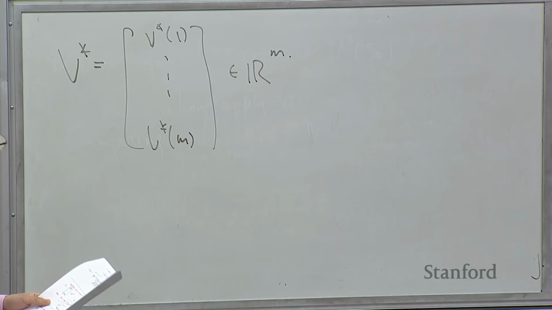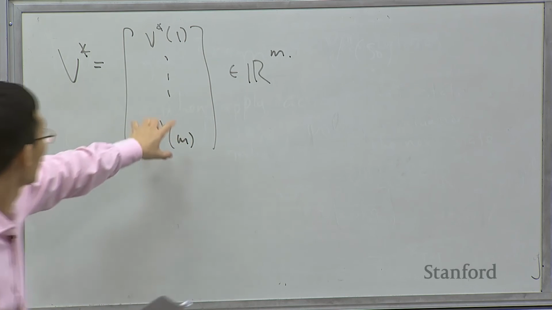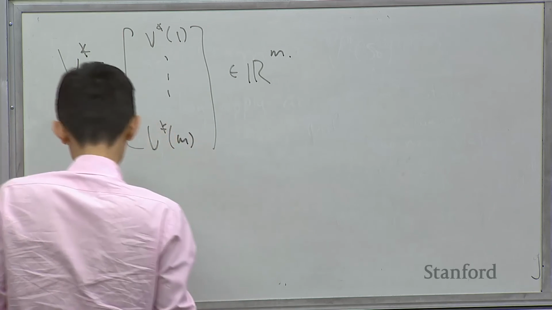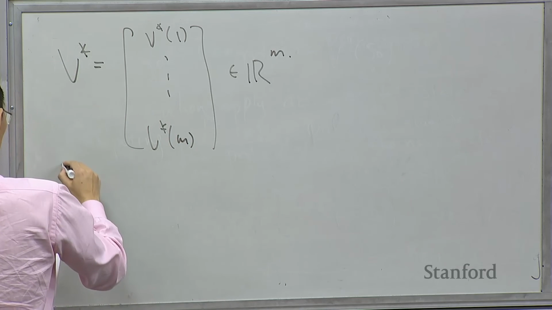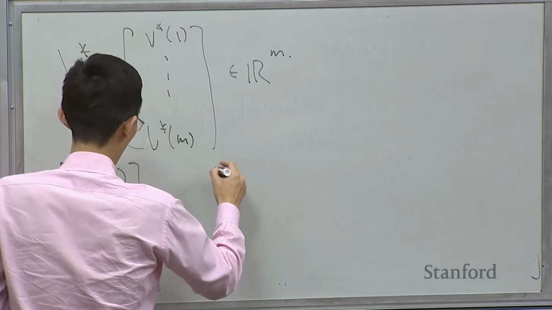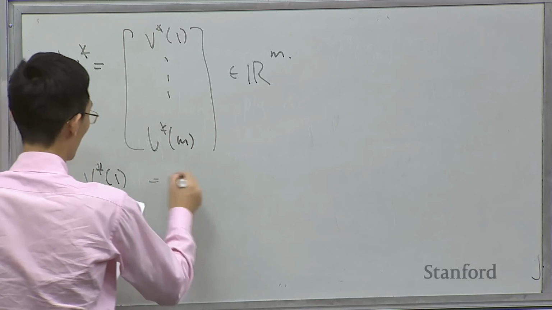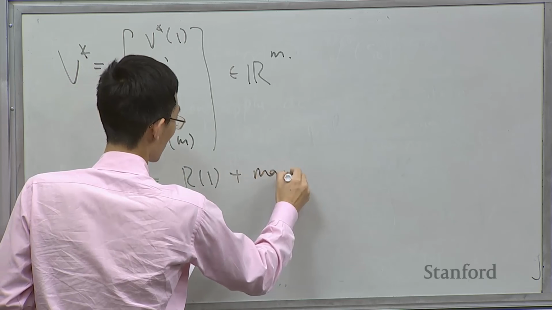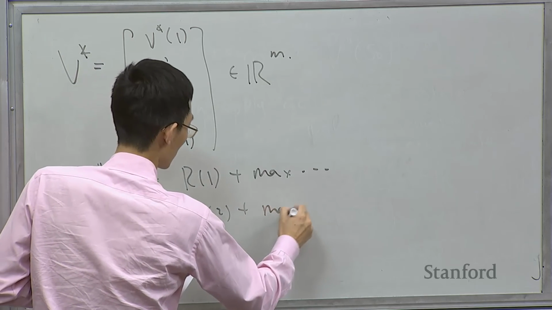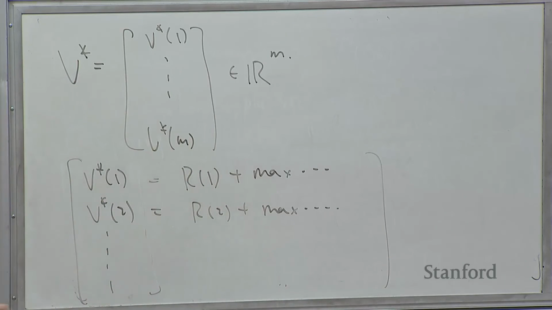I view this function as a vector because I only have m possible inputs, so I can view this function as a vector of dimension m. Then my equations can be written like this: V star of 1 equals R1 plus some max, and V star of 2 equals R2 plus max, something like this. That's my system of equations, and each equation looks like this.